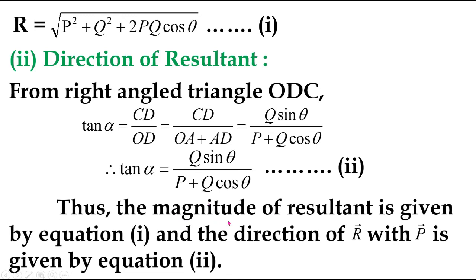The magnitude of the resultant is given by equation 1, and the direction of R bar with the P bar is given by equation 2. That is, the magnitude of the resultant is root of P square plus Q square plus 2PQ cos theta, and the angle or direction of R bar with P bar, or the angle between R bar and P bar, is given by tan alpha is equal to Q sin theta by (P plus Q cos theta).